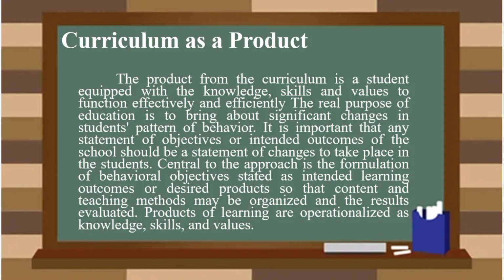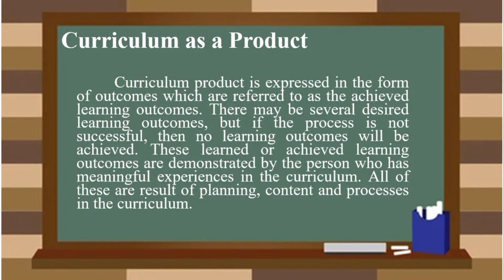Products of learning are operationalized as knowledge, skills, and values. Curriculum product is expressed in the form of outcomes, which are referred to as the achieved learning outcomes. There may be several desired learning outcomes, but if the process is not successful, then no learning outcomes will be achieved. These achieved learning outcomes are demonstrated by the person who has meaningful experiences in the curriculum. All of those are results of planning, content, and processes in the curriculum.